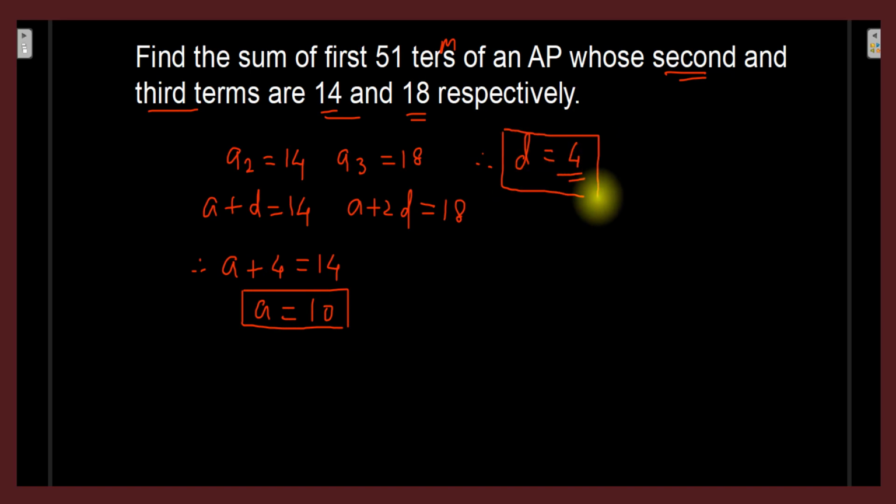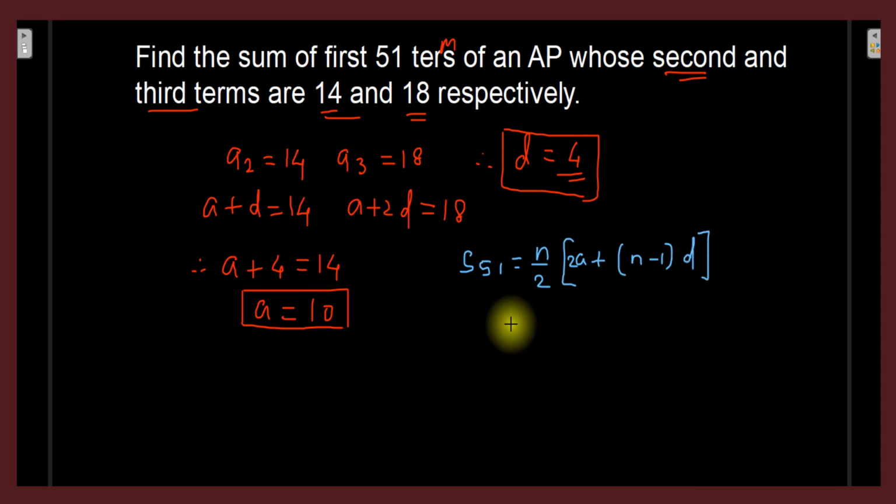So highlight this, you have got the value of A as 10 and the value of D as 4. And now what you have to find? You have to find the sum of the first 51 terms. So S51, that is equal to n by 2 into bracket 2A plus n minus 1, close the bracket, into D. So S51, that is equal to 51 upon 2 into bracket 2 multiplied by A is 10, plus n minus 1, n is 51, minus 1 into D, which is 4. Close the bracket.